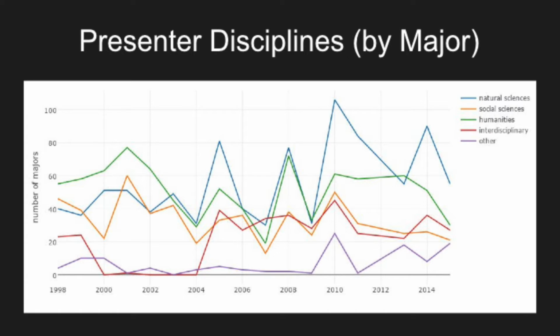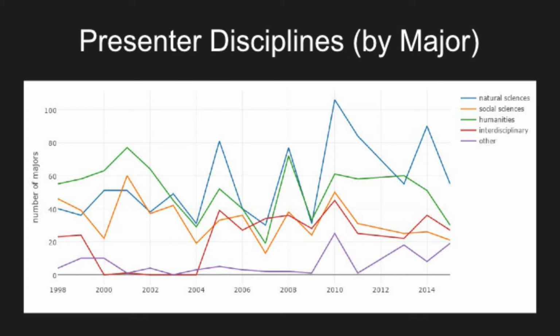So this next graph shows presenter disciplines by major. I broadly categorized majors into social sciences, humanities, and natural sciences. Again, this is a very broad generalization. First of all, there's a tendency of subjectivity in the data. For example, I put psychology into social sciences, but there can be an argument that it could possibly go into the natural sciences, which would affect the trends that we see here.